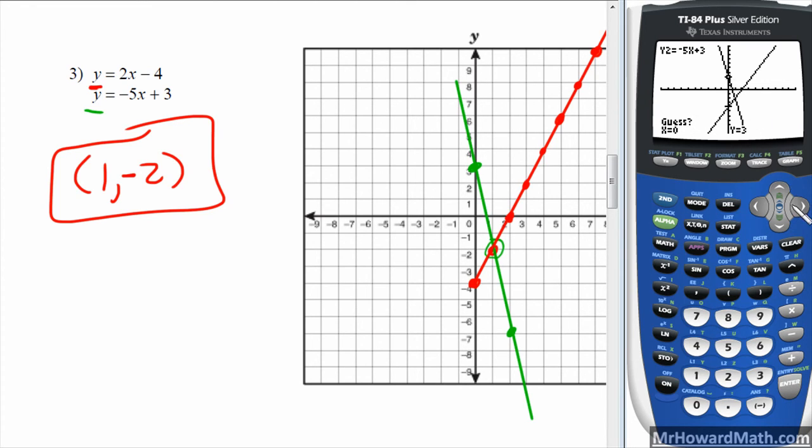For guess, you can arrow and get closer to the intersection, but you don't have to. On the guess, you can actually just hit enter. And when you do that, it gives you the intersection, 1 comma negative 2. That's the same answer that we got. So the calculator is available to check with. I expect you to graph them by hand and know how to do that, but the calculator can be a check for you.